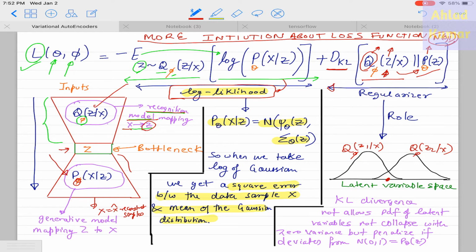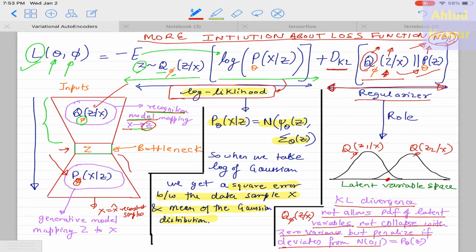So that's why this acts as a regularizer. It won't allow the latent variables to have a distribution away from N(0, 1). The KL divergence does not allow the PDF of the latent variables, that is q phi of z given x, to collapse to that of zero variance, but penalizes it if it deviates from 0, 1.